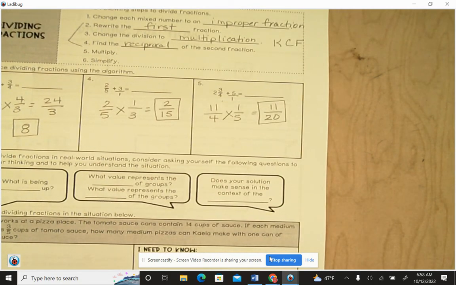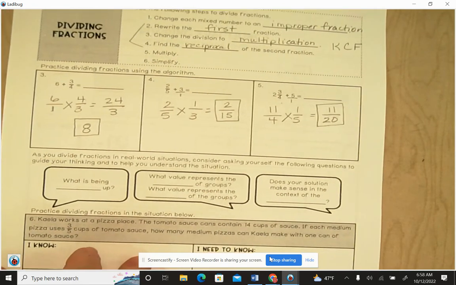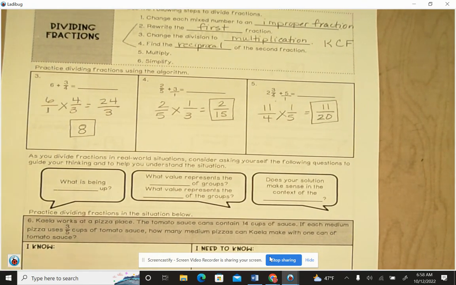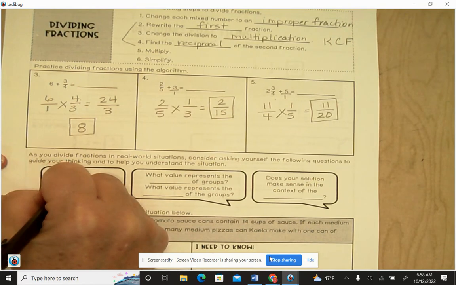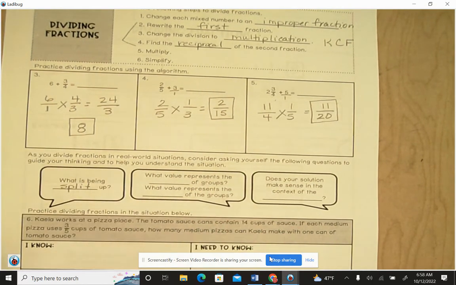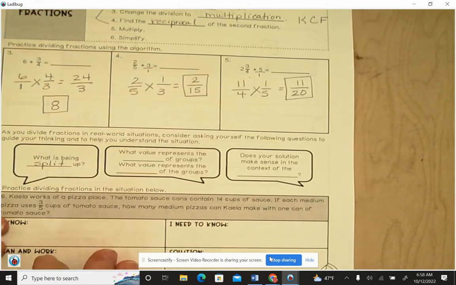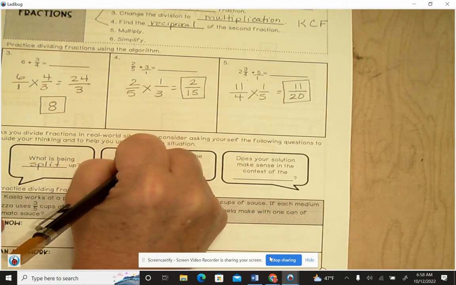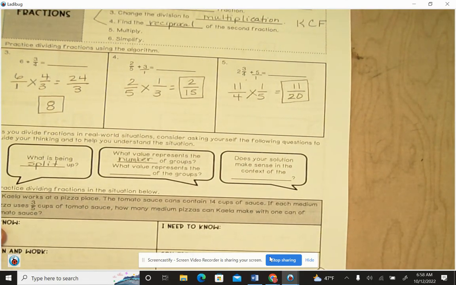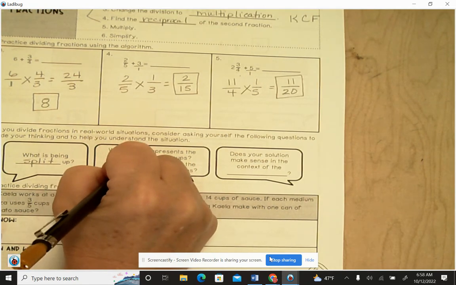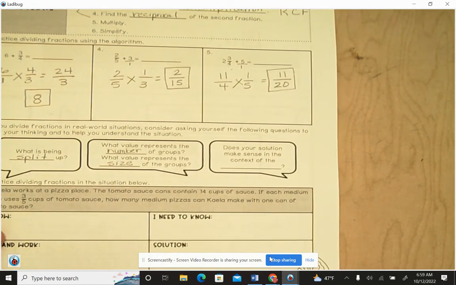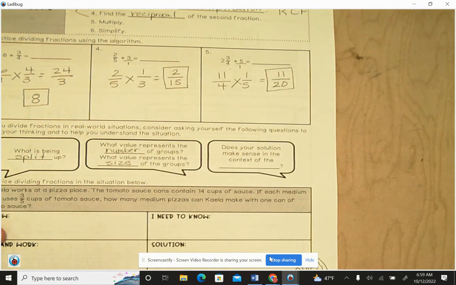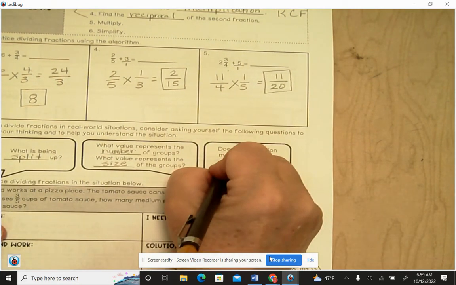As you divide fractions in real-world situations, consider asking yourself the following questions to guide your thinking and to help you understand the situation. 1, what is being split up? When you divide, you're splitting something up. What value represents the number of groups? And what value represents the size of the groups? All right. Does your solution make sense in the context of the situation?